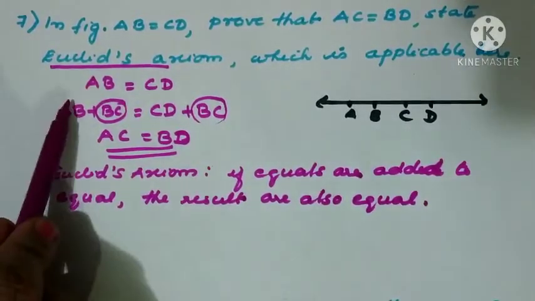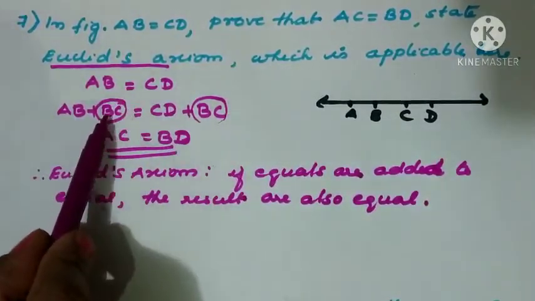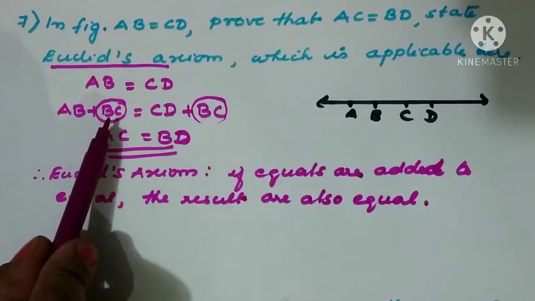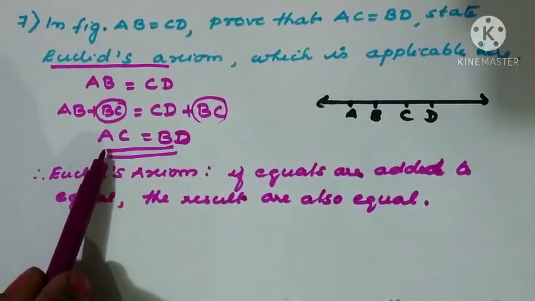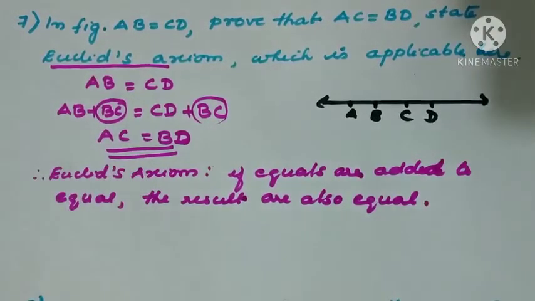Right? AB equal to CD, for that equals we added BC on both the sides. So equals are added to equal. What is the result now? AC and BD. That is also equal here, hence proved.